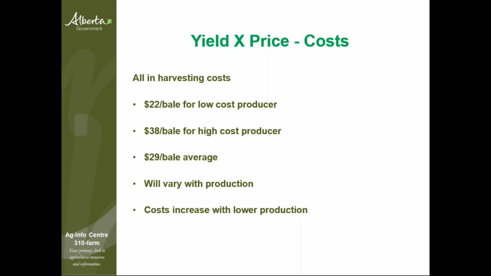It will vary with production. The costs increase with lower production, and that's primarily a function of the cutting costs, because if you're only baling, say, 1 ton to the acre, you're still going around that field, whether you're doing 1 ton or 2 tons. So it just increases the per bale cost when the yield is down.